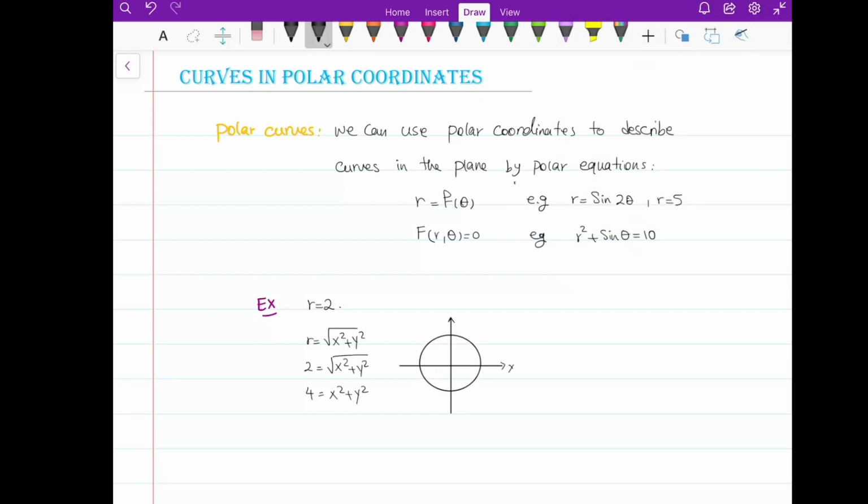like this, x-axis, y-axis, and this distance here is 2. This is the equation for r equals 2.